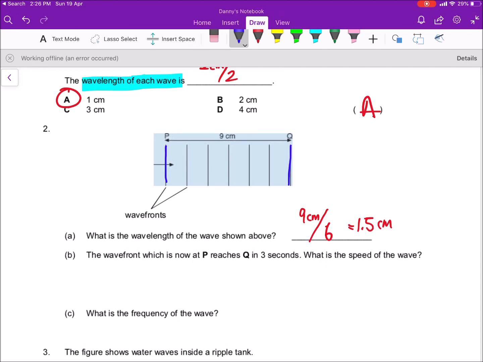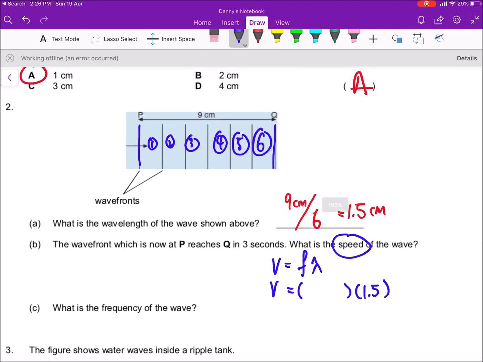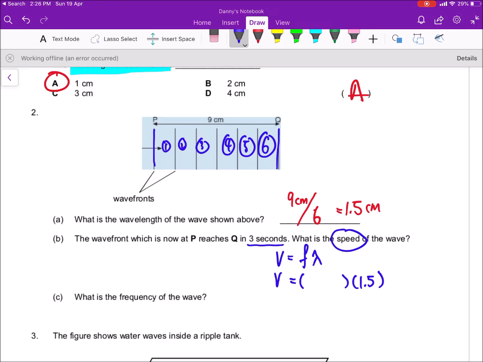Since in this case, can you find the frequency? You can, actually. Because down here, you will see 1, 2, 3, 4, 5, 6. If you want to find the speed using f lambda, v is the speed, by the way, just to recap for those who didn't know. So frequency we do not know, but we know the wavelength, which we have found. So down here, what we know is that for 3 seconds, we are able to produce 6 waves.